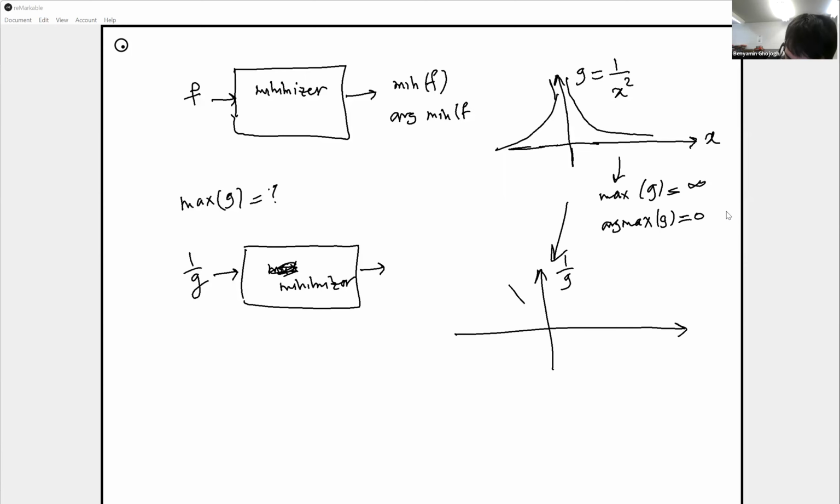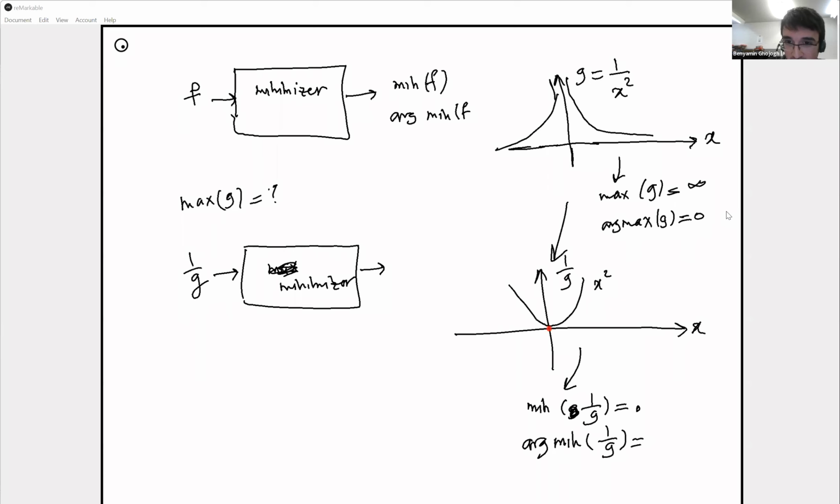1 over g is x squared, right? If I feed this 1 over g to the black box, what does it give me? So its min of 1 over g is 0. What is argmin of 1 over g? What x? It's 0. What is the minimum of this function? It's 0, right? What is its argument? It's 0 too.